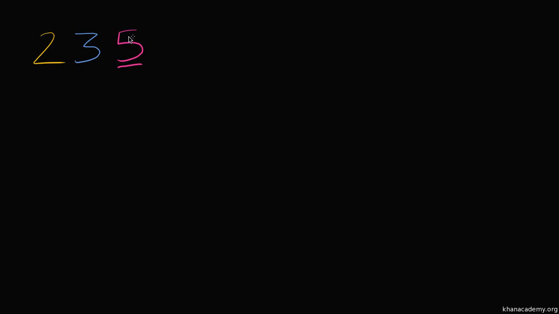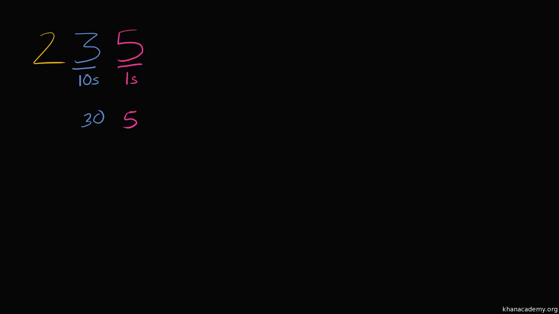So this rightmost place right over here, this is the ones place. So this 5 represents 5 ones, or I guess you could say that's just going to be 5. This 3 is in the tens place, so we have 3 tens. So that's just going to be 30.